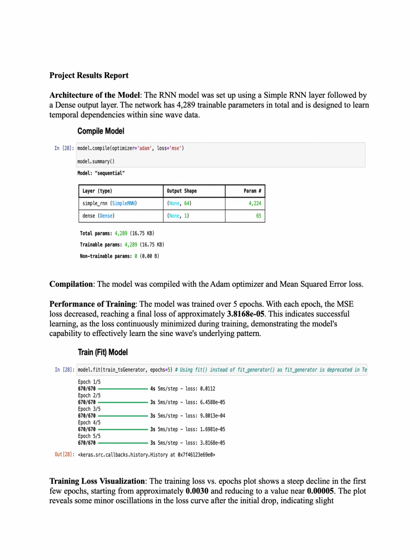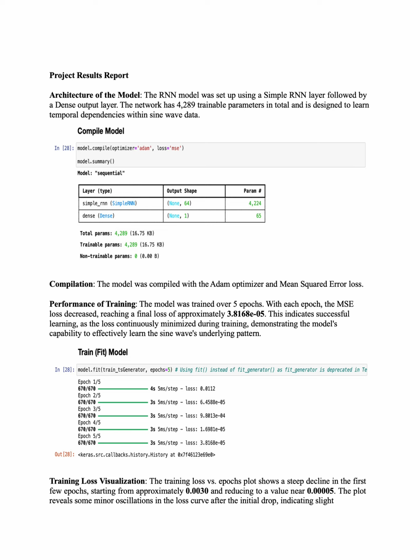This is the performance of training after the model has been trained. It has been trained over 5 epochs. With each epoch, the MSE loss decreased, reaching a final loss of approximately 3.8 times 10 to the power minus 5. This indicates successful learning as the loss continuously minimized during training, demonstrating the model's capability to effectively learn the sine waves and underlying pattern. The training loss visualization plot shows a steep decline in the first few epochs. I'll show you the visualization in the next slide.